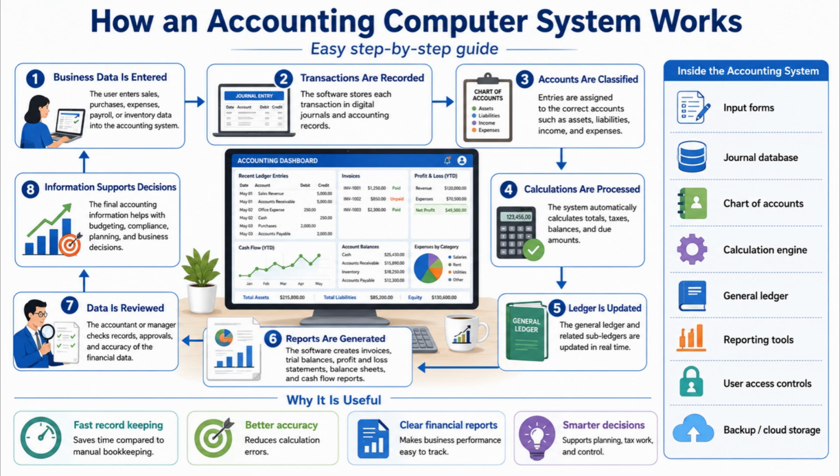Next, the general ledger and related subledgers are updated. The ledger works like the main accounting record of the business. Whenever new transactions are entered and processed, the ledger updates in real time so the business can see the latest financial position. After that, reports are generated from the stored data.